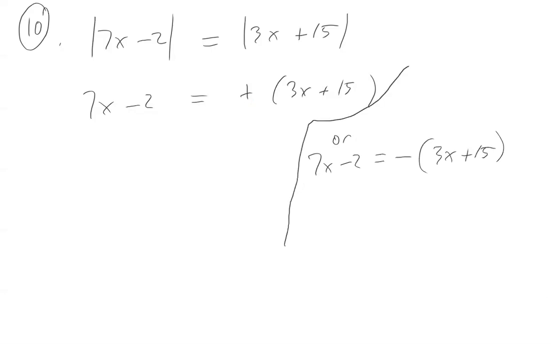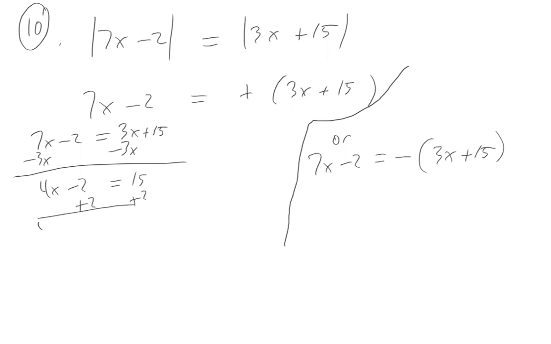So if the first equation is true, then really you just have 7x minus 2 equals 3x plus 15. That's really just what it means. So then I'll subtract 3x from both sides, and then I'll get 4x minus 2 equals 15. Then I'll add 2 to both sides. So 4x equals 17, and then I'll divide both sides by 4. So the x will equal 17 over 4.